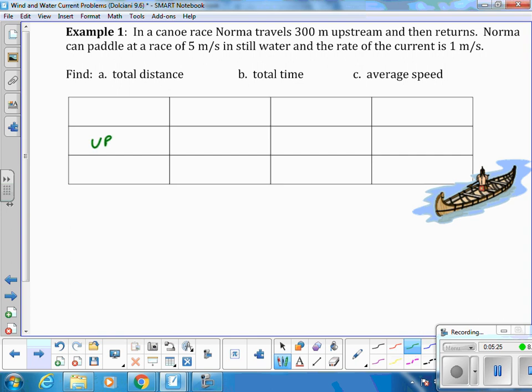So we're going upriver, we're going downriver. We've got our rate, we've got our time. These are the different elements we need, and we have our distance, because our rate times our time equals our distance. So again, why don't you press pause, build this table out, work through, and then come on back and see how you did.